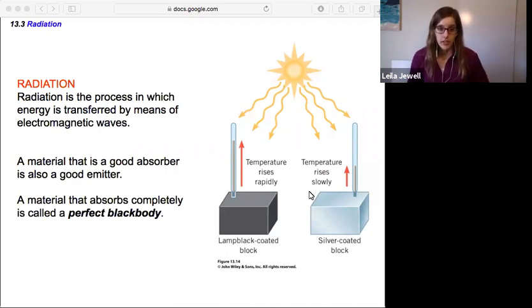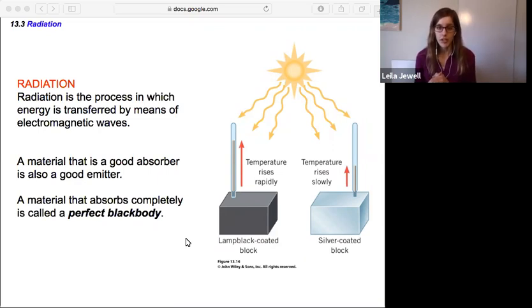If you have something that absorbs completely, that's known as a perfect black body. So this is a block that's coated with lamp black. That's one of the darkest known colors out there. And you feel this too if you go outside wearing a black t-shirt, right? You feel the sun's warmth more. It absorbs more of the heat. And similarly, it emits more of the heat as well.